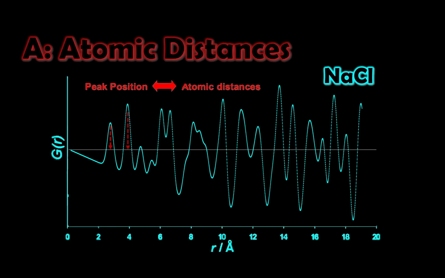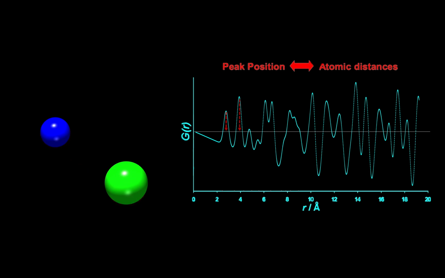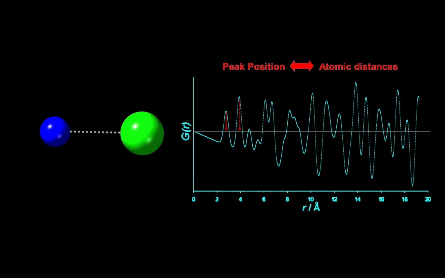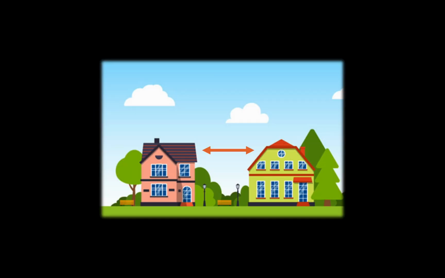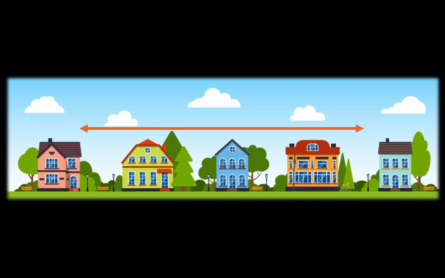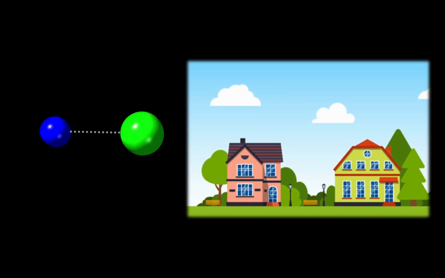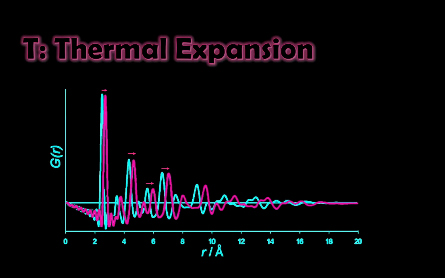Let's start with the PDF pattern of table salt. If we look at this pattern, the first thing we can look at is the peak position, which tells us the atomic distances between different atoms. If we look at the area under these peaks next, we can see how many neighbors an atom has and how close they are to one another. Some may be next door, while others are down the block. The next door neighbors give us a number called the coordination number for the atom. This number helps us see which type of crystal structure a material has. In this case, the structure is cubic.